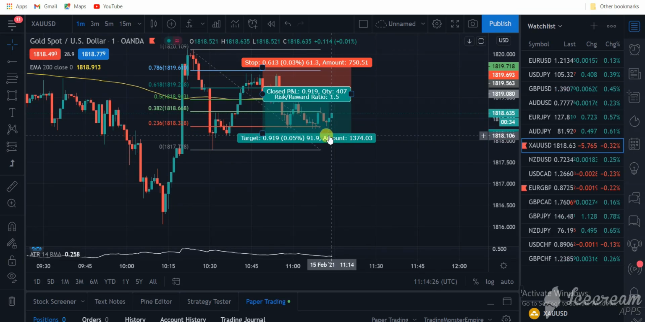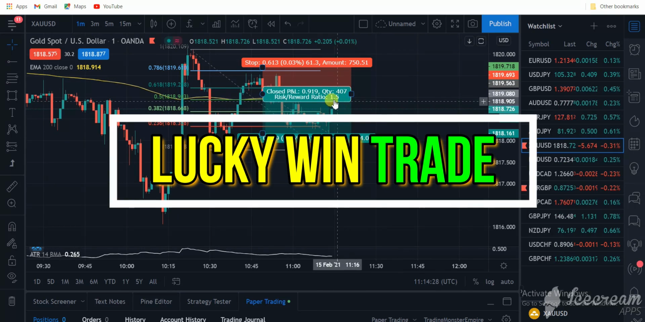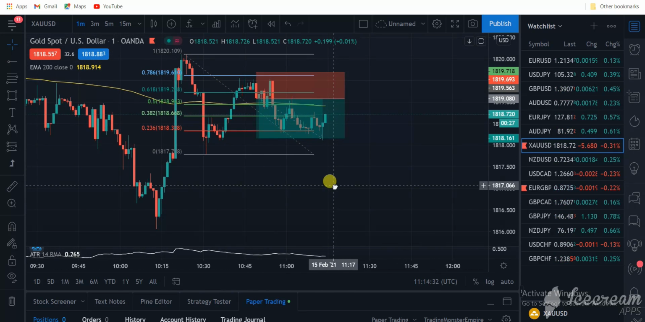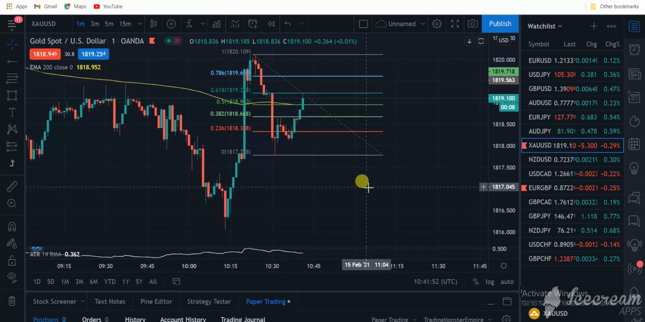So this is kind of a lucky win for this strategy. Most times my strategy is more likely a break even strategy, but when I win, I win big.